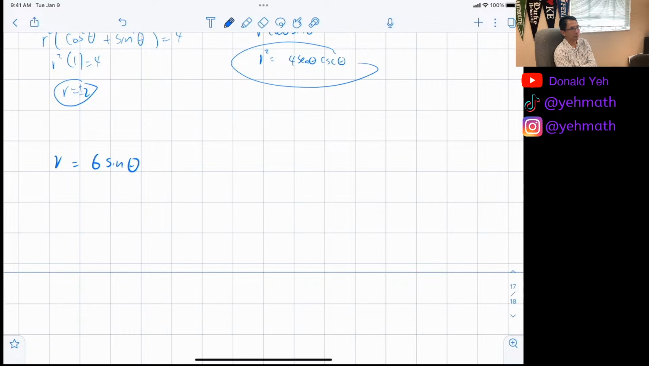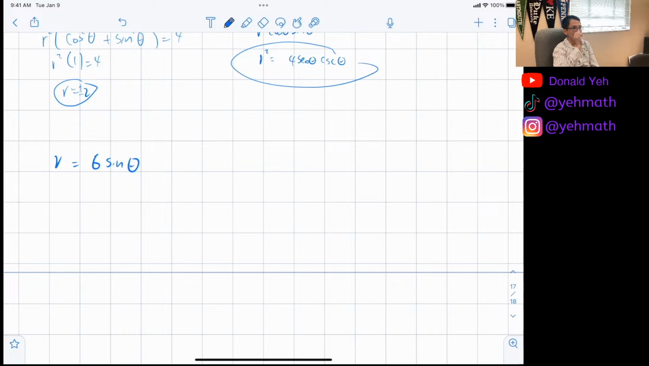Because I said that earlier, so I just plugged in y over r for sine theta, and then I multiplied. r equals sine theta, we got r squared equals 6. It's like what? But then I don't know what to do. Okay, no, you're doing good.